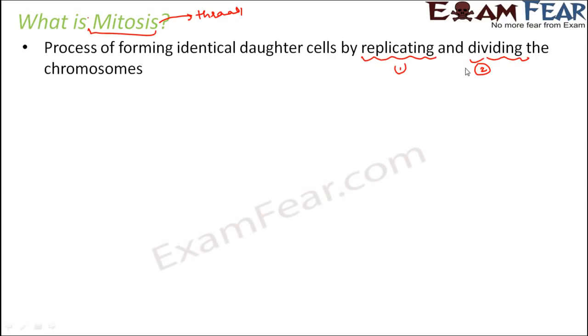So here one parent cell will form two daughter cells which will be exactly identical to the parent cell. It is somewhat similar to binary fission. There also the daughter cells were exactly identical, but we'll see how it is different.